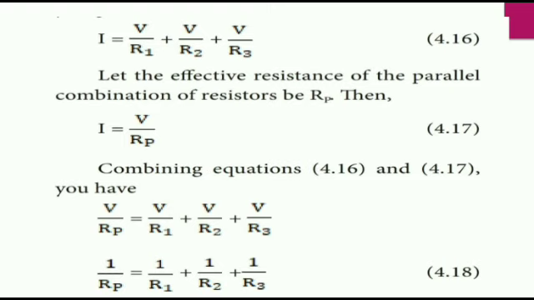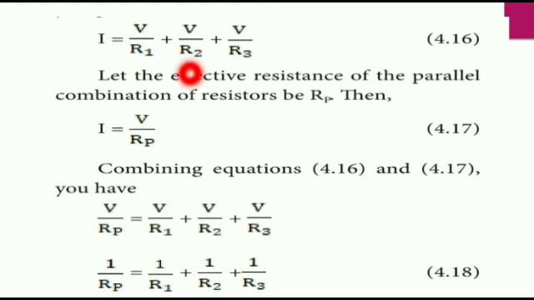I is equal to V by R1 plus V by R2 plus V by R3. So using Ohm's law, if the parallel combination is Rp, I is equal to V by R, all in Ohm's law format. Therefore I is equal to V by R. V by R is nothing but the current through the resistor. So substitute the value: I is equal to V by Rp.